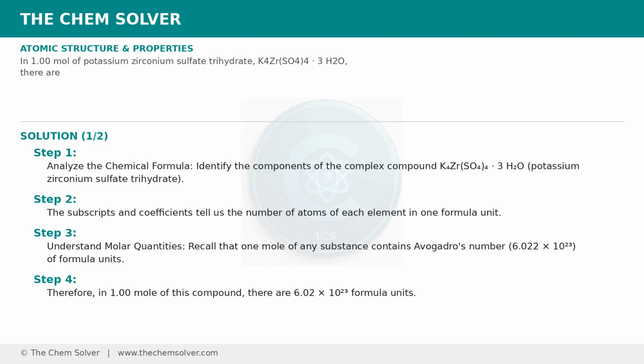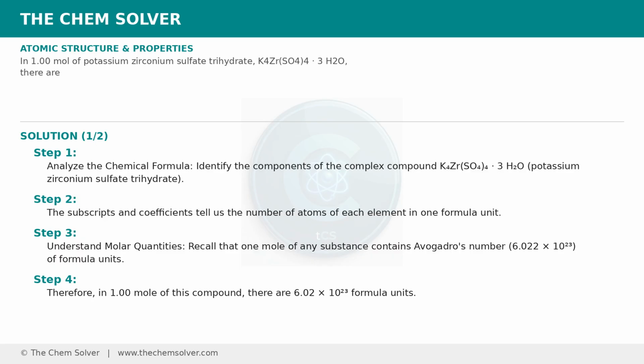Analyze the chemical formula. Identify the components of the complex compound K4Zr(SO4)4·3H2O, potassium zirconium sulfate trihydrate. The subscripts and coefficients tell us the number of atoms of each element in one formula unit.